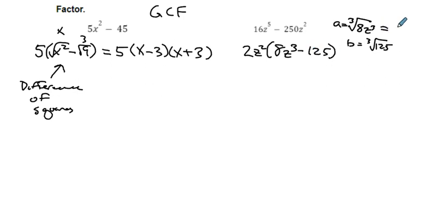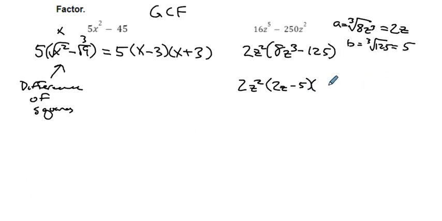So a is going to be 2z, because the cube root of 8 is 2 and the cube root of z cubed is z. And for b, the cube root of 125 is just 5. So this gives me 2z squared, not zz squared. Let's try that again: 2z squared, and then when I factor this, it's always a minus b. So my a is 2z, my b is 5.